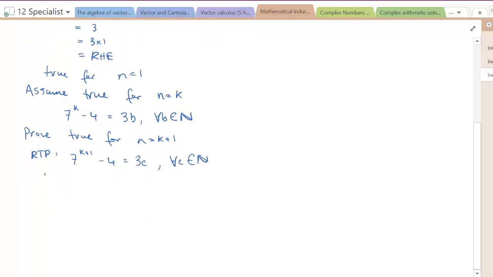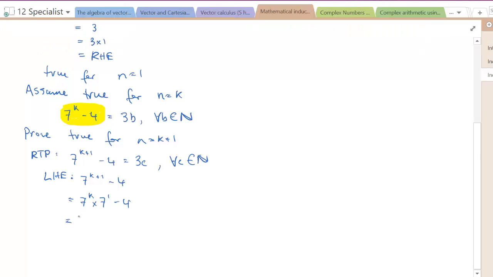Alright, so let's work with this left-hand equation. Left-hand equation gives us 7 to the power of k plus 1 take 4. Now, if we use our index laws here, we can see that this is 7 to the power of k multiplied by 7 to the power of 1 take 4. Now the trick here is that we want to be able to identify or create this 7 to the power of k take 4 so we can replace it with that 3b.